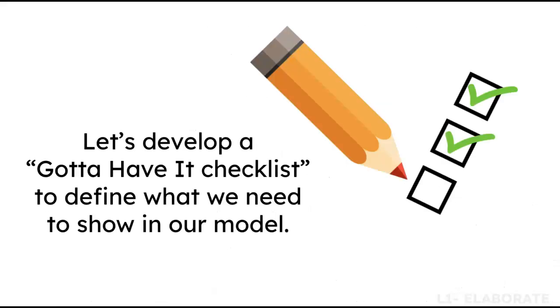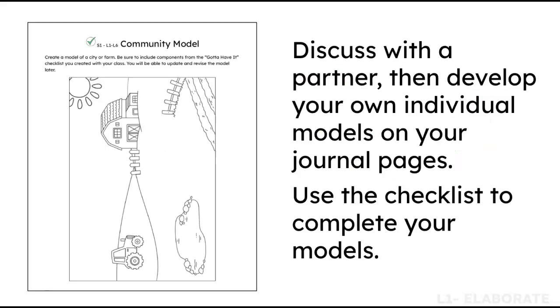You'll work with students to develop a Gotta Have It checklist to define what they need to show in their models. You'll have students discuss with a partner, then develop their own individual models on the Community Model Student Journal page. Students should use the checklist to complete their models.